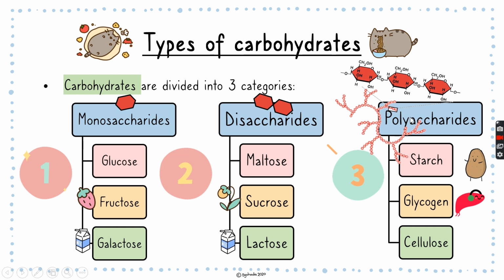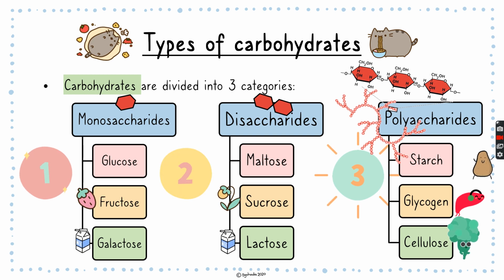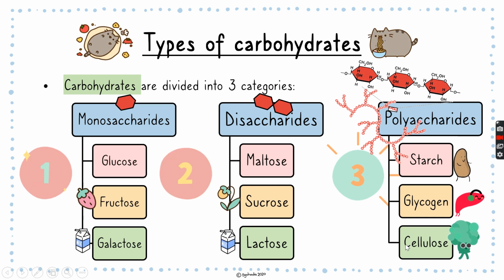The third polysaccharide here is cellulose, and you should know a little bit about it because you have learned something about it already. You can find it a lot in your veggies and in plants. If you remember the structure of a plant cell, the plant cell has a cell wall. That cell wall is actually made up of a polysaccharide, a carbohydrate called cellulose.